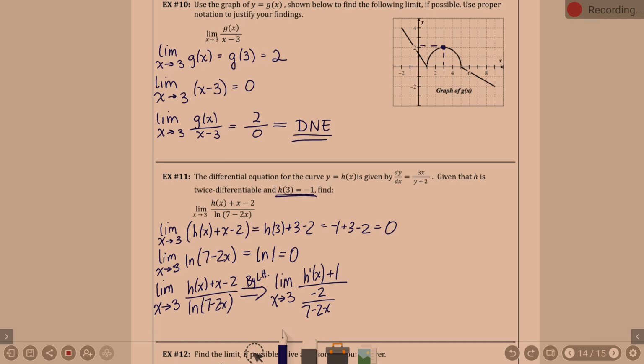Okay. Well, plug in 3 and see what we got. So, h prime of 3 plus 1 over negative 2 divided by 7 minus 2 times 3. Okay. What is h prime of 3? We don't know.